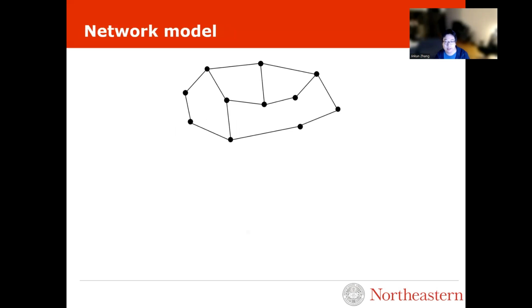Okay, so let's start with the model. First, we have a network G with arbitrary topology. Here, V is the set of nodes and E is the set of links. And there are multiple computation tasks being performed in the network, and we use S to denote the set of tasks. Here are some basic assumptions of these tasks.